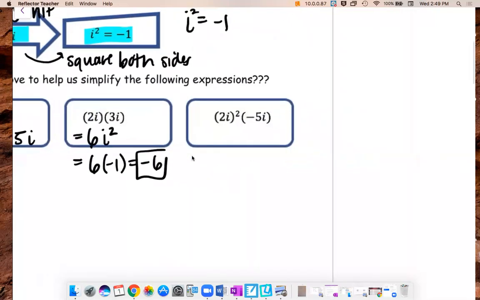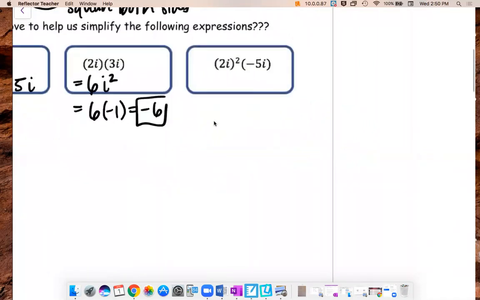Okay, same thing here. Now we have to be really careful with this 2i squared. That means there's really 2 of these, so you can write it out like this if this helps. You have 2i times 2i, because there are 2 of those based on that exponent, times negative 5i. So now we're just going to multiply.